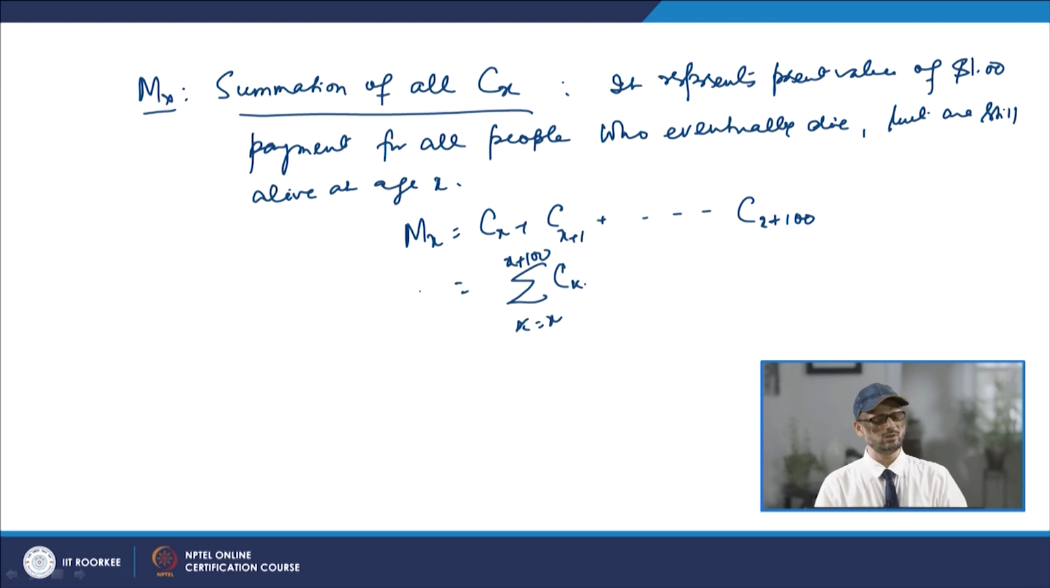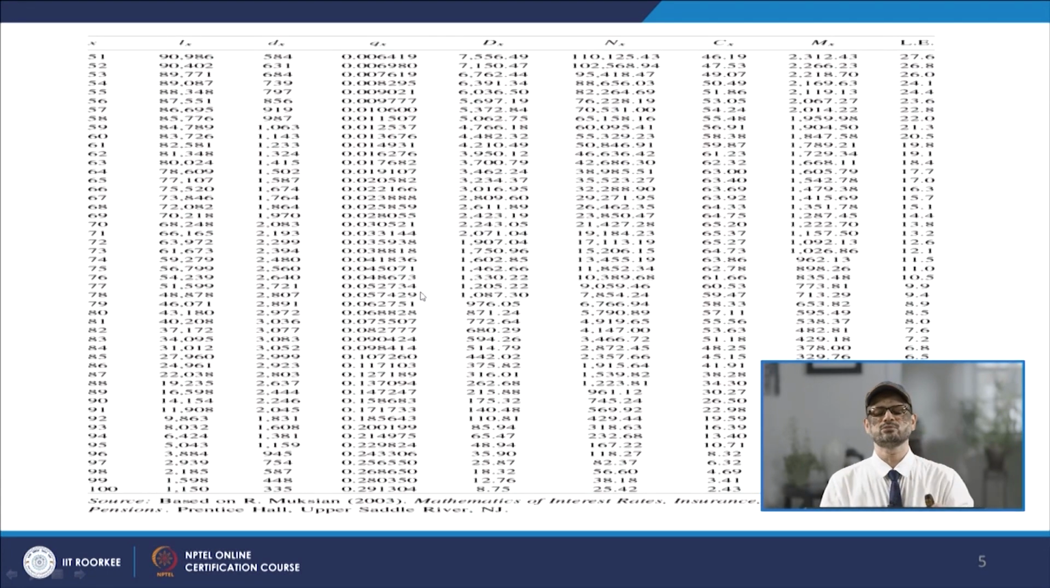So what we mean to say is that if you have this table, you know these commutation terms like Dx, Nx, Cx and Mx, and we have to refer to these values when we discuss the endowment or the life annuity values. So now we will come to the definition of the endowment.